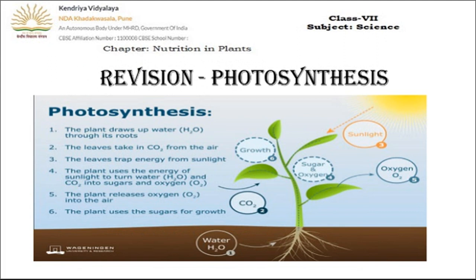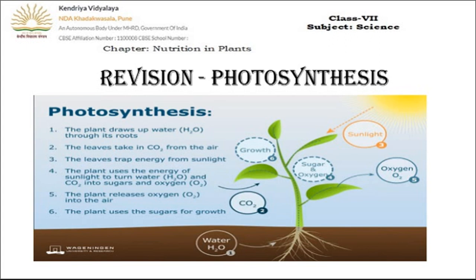So photosynthesis, we all have learned before also that photosynthesis is the process by which the green plants prepare their food. Food prepared in the plants is glucose, and to prepare that food, the plant needs CO2, water, chlorophyll, and, very important, sunlight. Because without sunlight, photosynthesis cannot occur. So on the screen, you can see a picture in which these steps of photosynthesis are given along with the diagram. So just have a look.